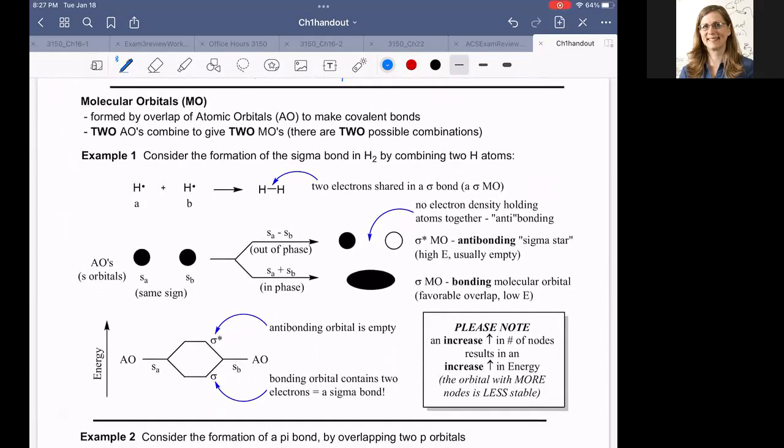Now, when we take two atoms and bring them together, those electrons are now going to be shared between the two atoms to make a molecule. And so the electrons are now going to exist in molecular orbitals rather than atomic orbitals. Okay, and that's when we combine atomic orbitals to make covalent bonds.